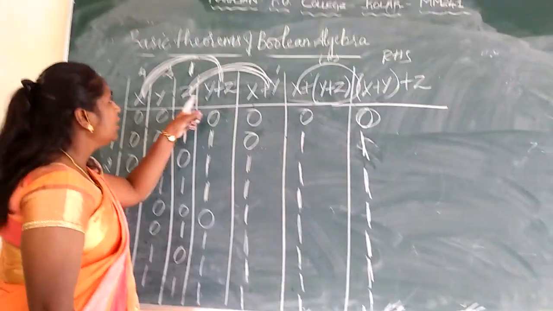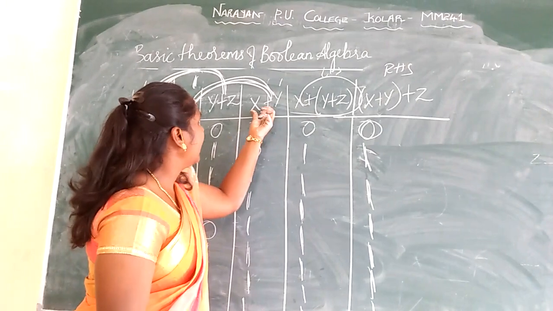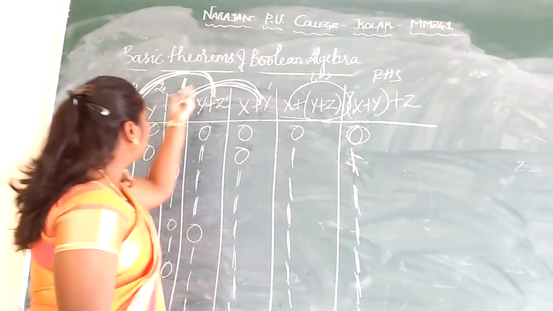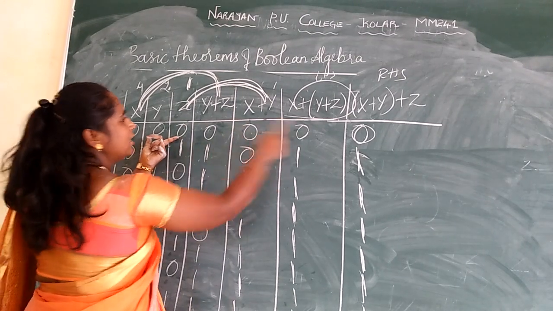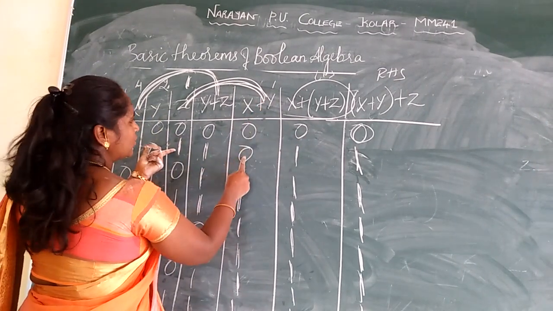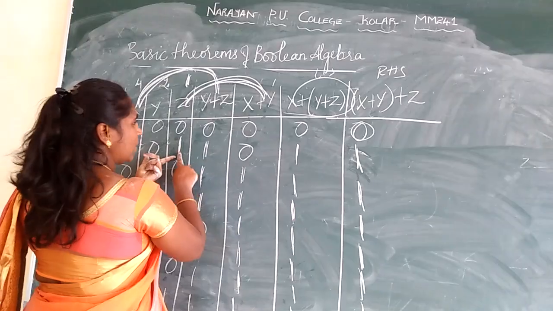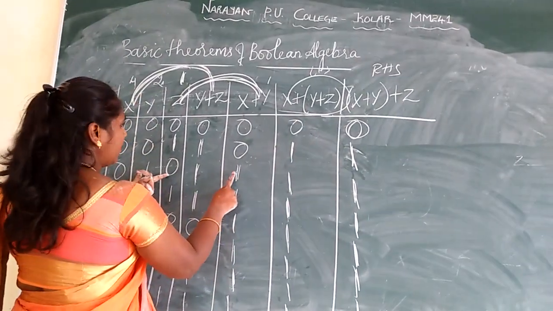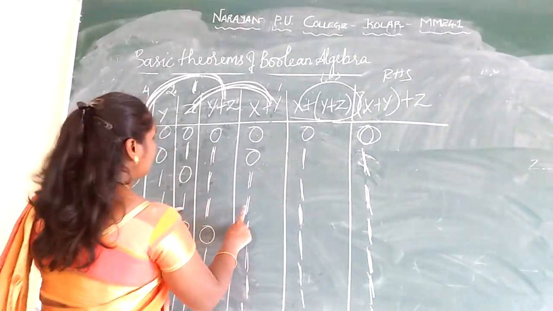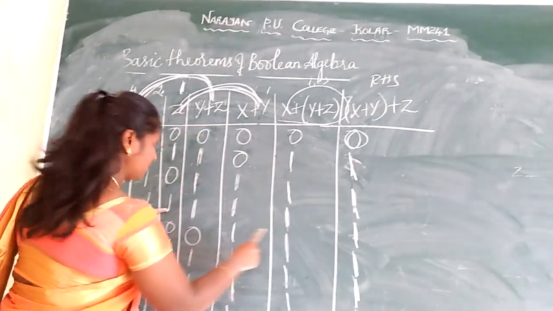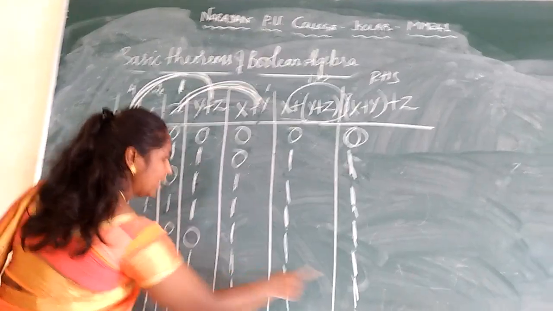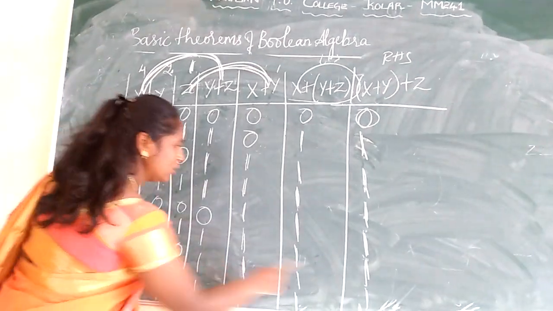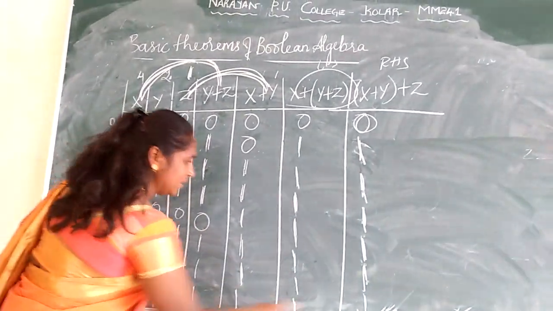See here, once again telling, you are going to take this particular x plus y should be OR with your z. That is these two. 0 plus 0 is 0. Okay, x plus y, that is here. 0 plus 1 is 1. 1 plus 0 is 1. 1 plus 1 is 1.